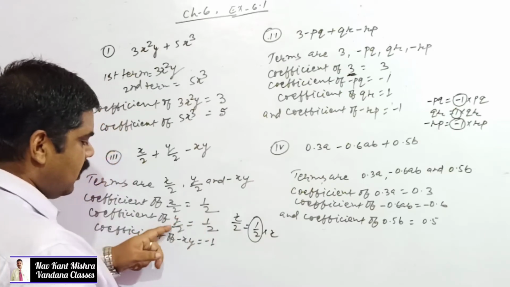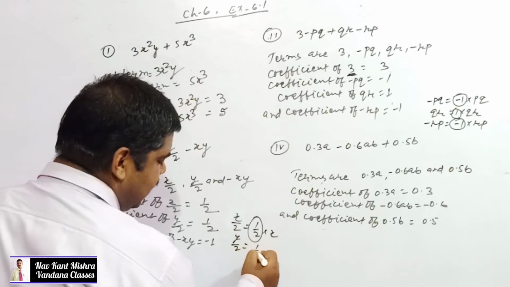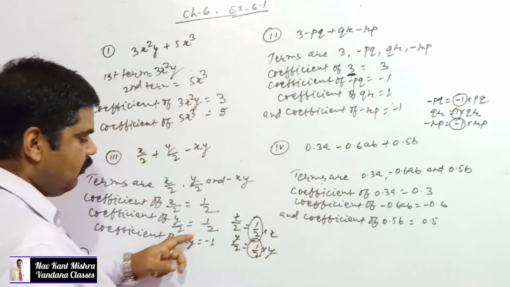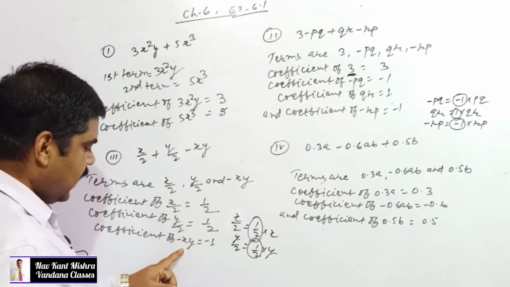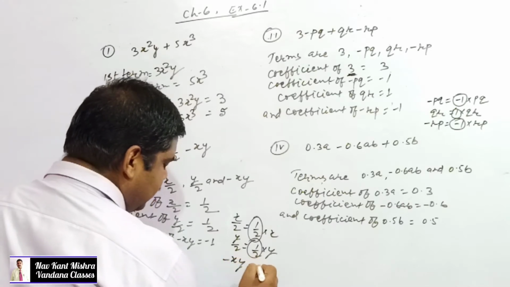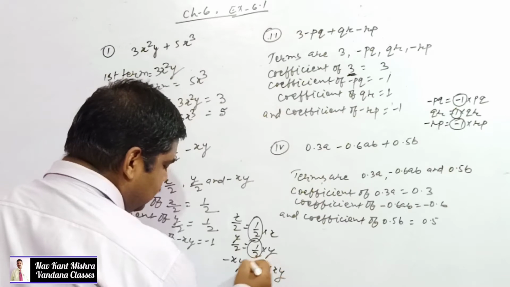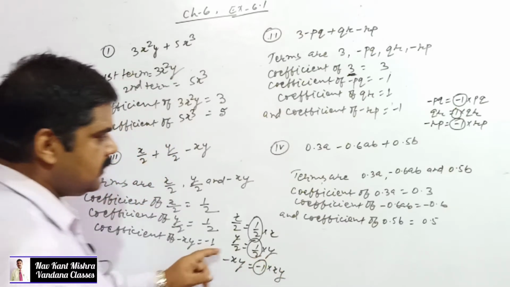Regarding the coefficient of y upon 2, similarly y upon 2 can be written as 1 upon 2 into y, and this is why 1 upon 2 is the coefficient of y upon 2. And in the third case, minus xy can be written as minus 1 into xy. This is why the coefficient is minus 1 in this case.